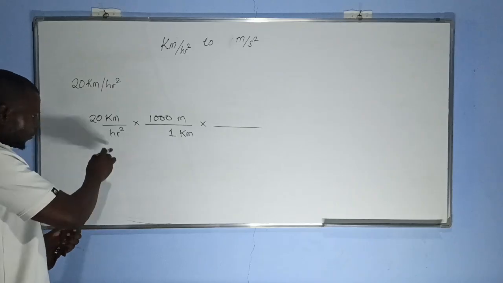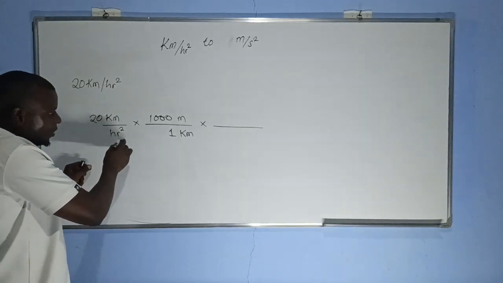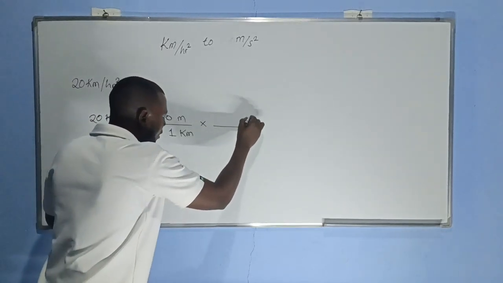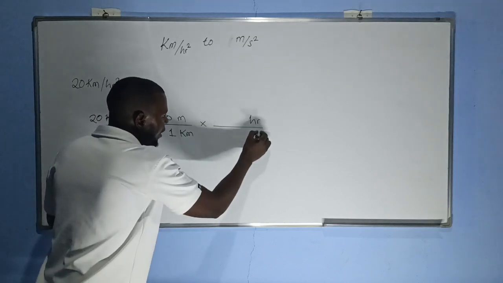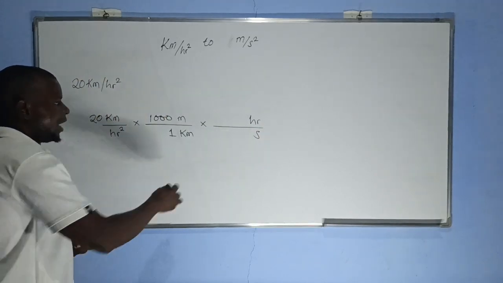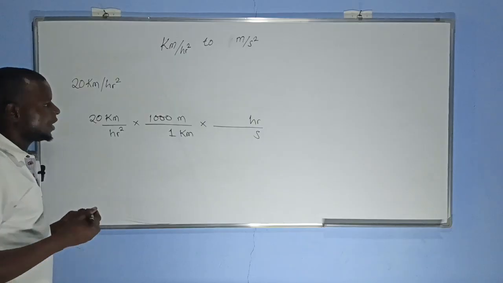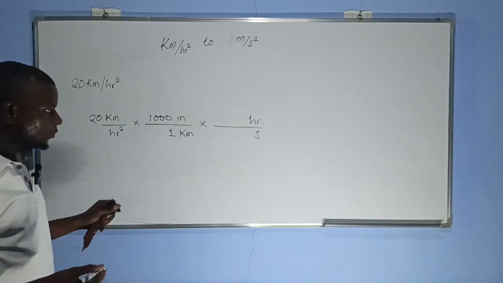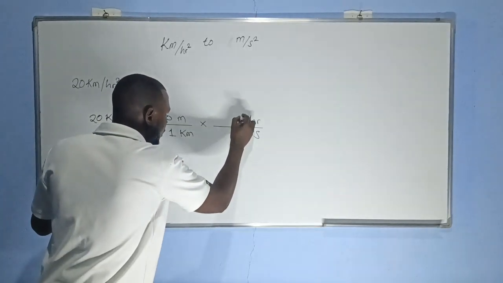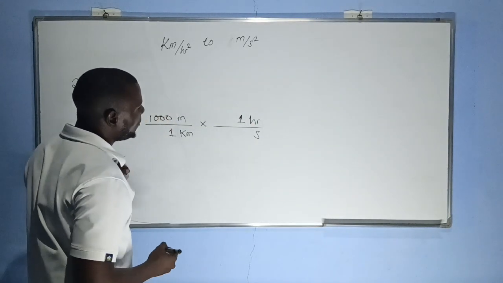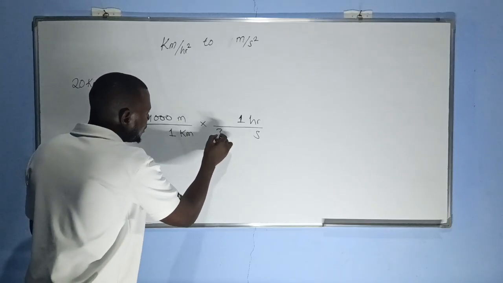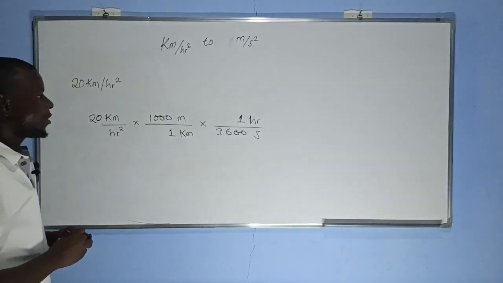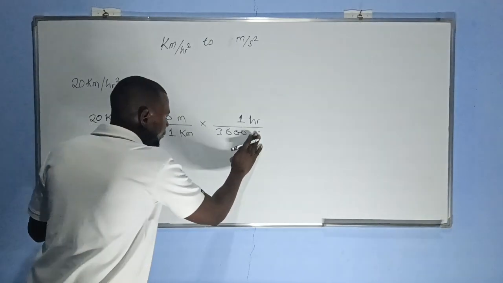Let's do that. So we'll say, since we have hours here, we need to put them on top there in order for them to cancel. So we'll put our hours here, and then we'll put our seconds down there. By having this on top, we're on the right track because it's going to cancel with this one since it's down there. Now, 1 hour is equal to how many seconds? 1 hour contains 3,600 seconds.